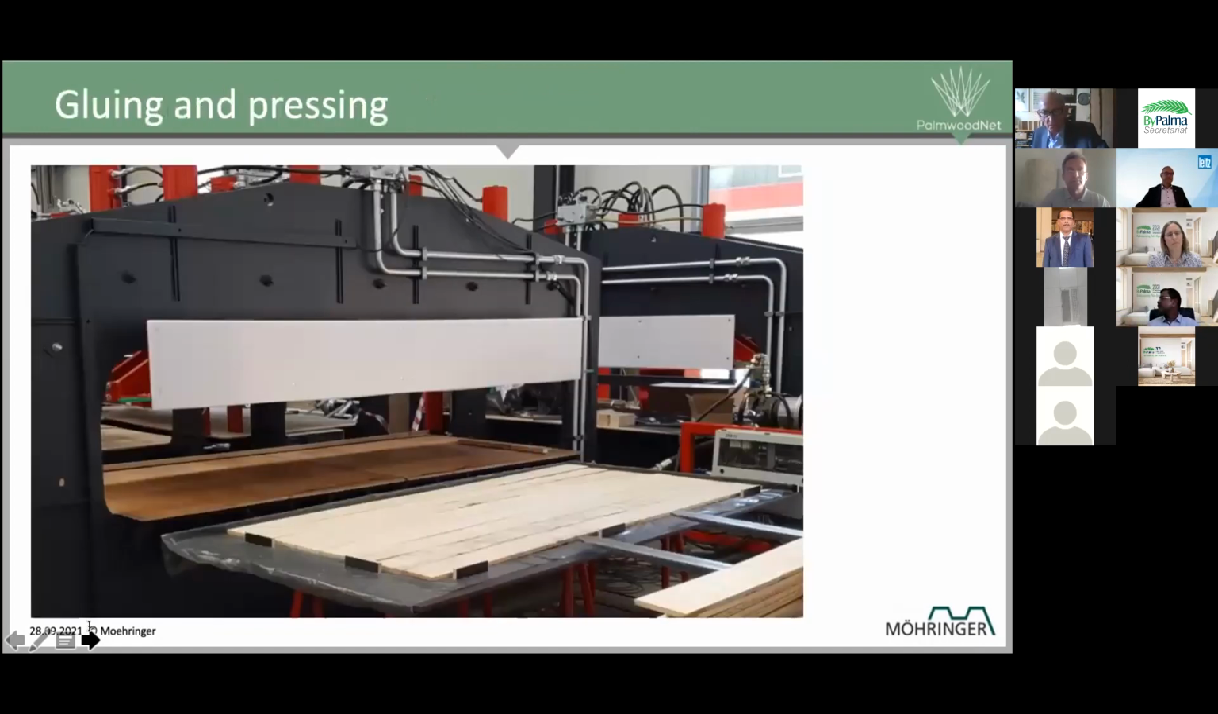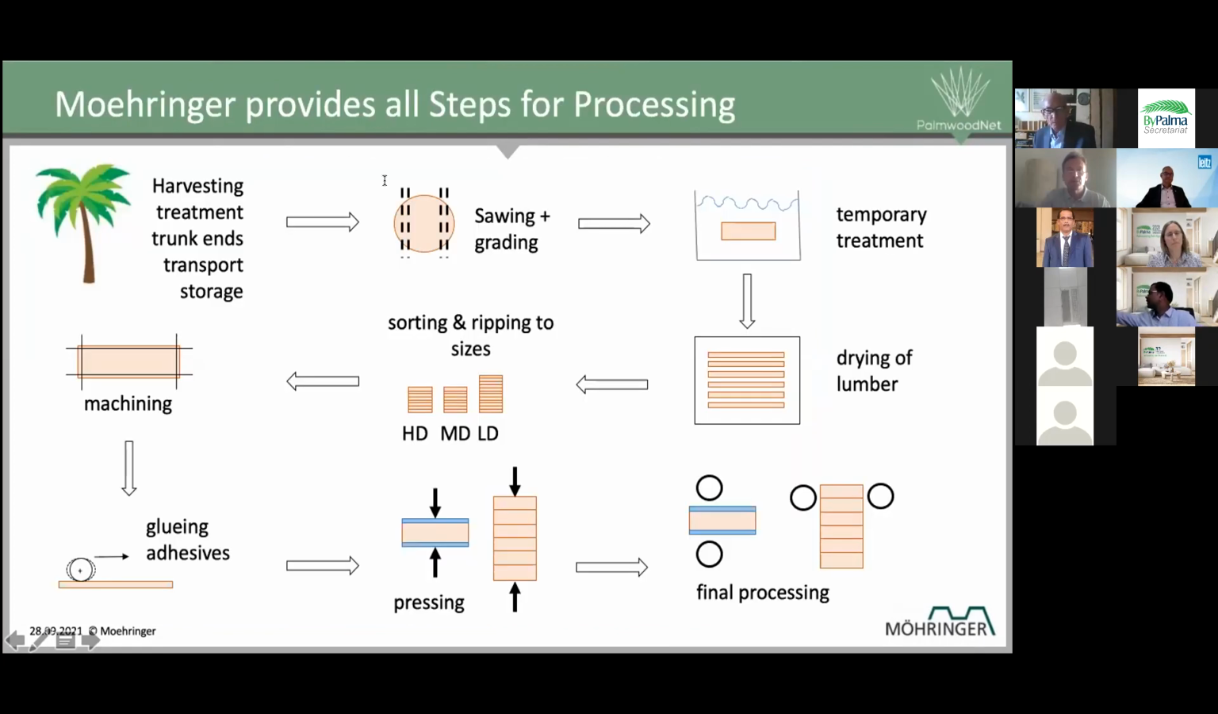So in general, we can provide all the necessary steps of processing from the harvesting via the sawing, drying of timber, sorting and ripping, machining, applying the glue, pressing, and doing final processing to the panels or the building material.